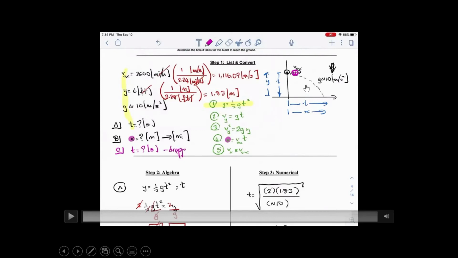All right, so from a rifle, that's actually to be expected. That's not surprising. So the next question is the second bullet, the one that you drop. How long would that take? Well, it should also take 0.6 of a second. So let's check to see if we can get that. Remember, this is free fall. So what do we know? We know that it's going to be falling the same distance. All right, so the distance is going to be the 6 feet.